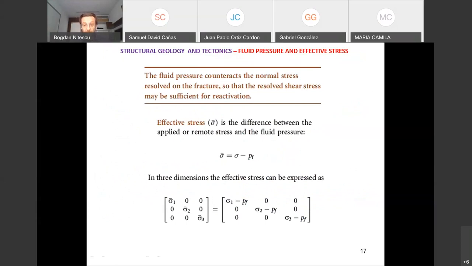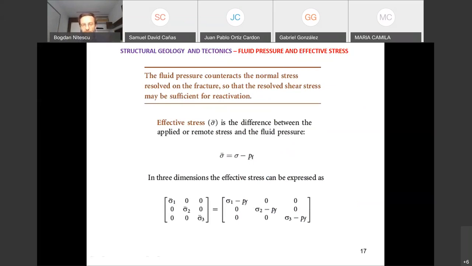This is fluid pressure. So, as you know, or if you don't know, you'll learn now. There are many rocks that are porous and permeable, especially in the oil industry. This is very important. So this pore space is filled with fluids. Now, we represent the fluids as water, but the water contains dissolved minerals. So it's not just pure water that we drink from the tap.